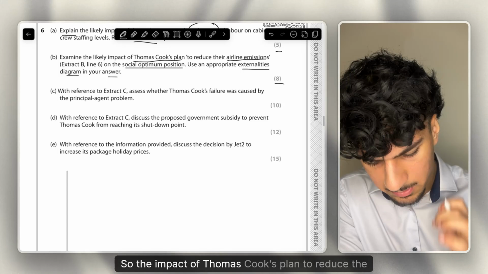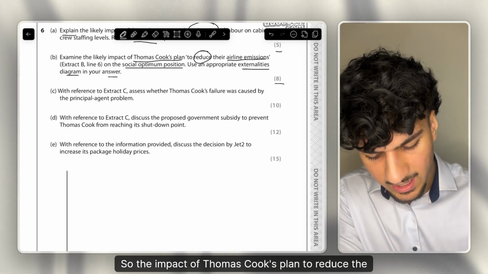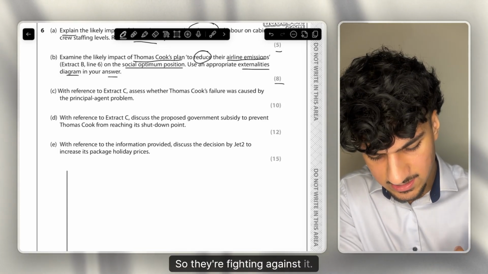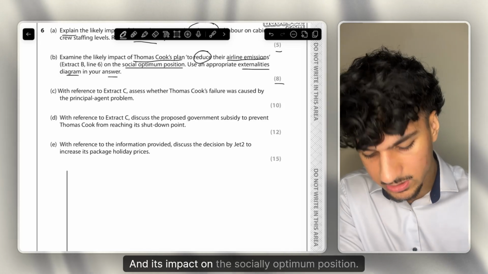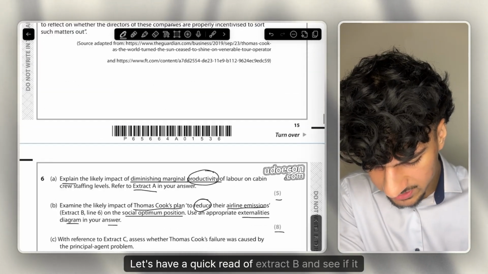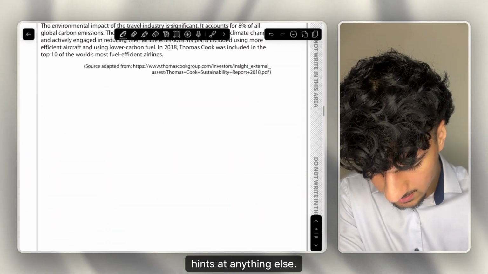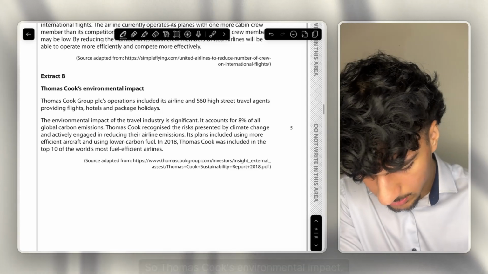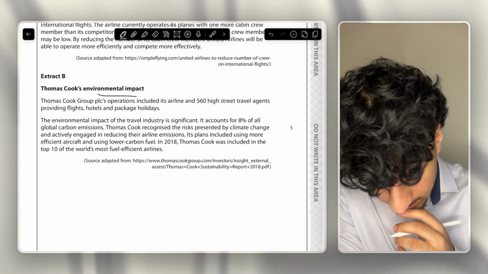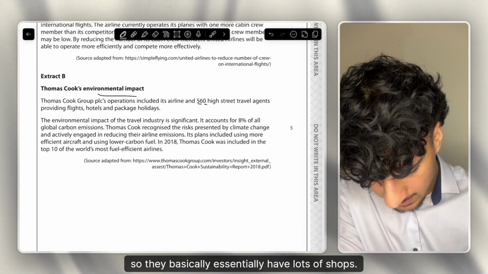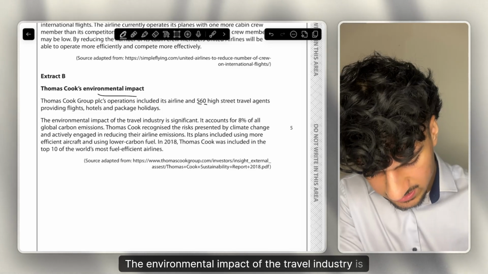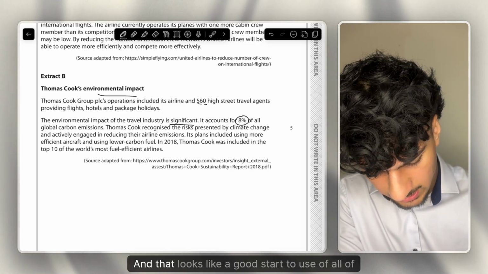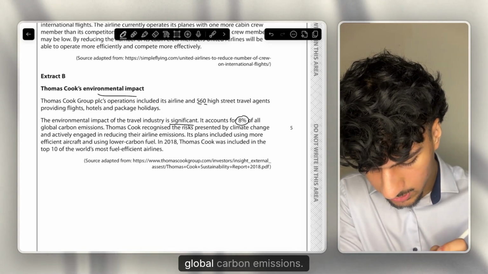So the impact of Thomas Cook's plan to reduce the airline emissions. So they're fighting against it, okay, and its impact on the socially optimum position. Let's have a quick read of extract B and see if it hints at anything else. So extract B looks quite short here. Thomas Cook's environmental impact. Okay, so they essentially have lots of shops. The environmental impact of the travel industry is significant. It accounts for 8% of all global carbon emissions, which looks like a good stat to use.